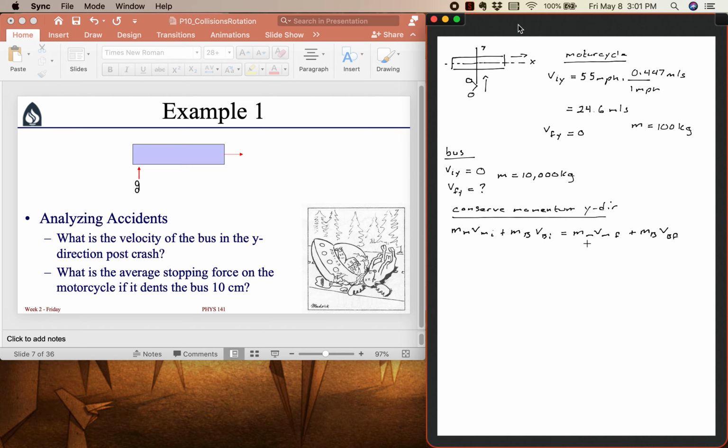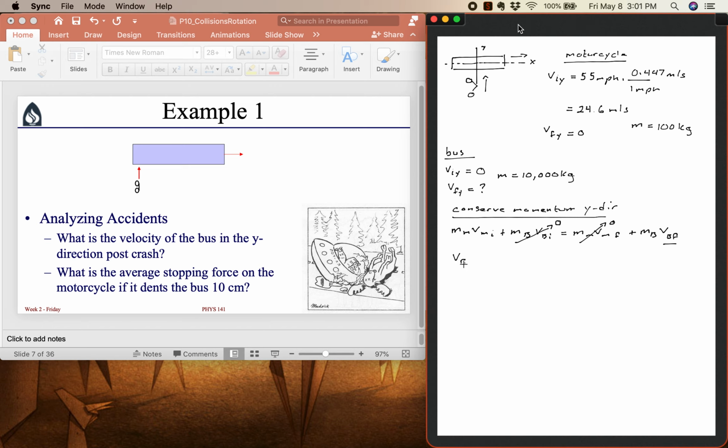Now some of these we know are 0. Initially in the y direction, the bus is not moving in the y direction, so the momentum in the y direction for the bus initially is 0. And after the crash, the motorcycle stops and is not moving in the y direction, so that would be 0 as well. So then what we need to do is solve for the final velocity of the bus in the y direction, and we can see that this term is just equal to this term, so we can divide both sides by the mass of the bus.